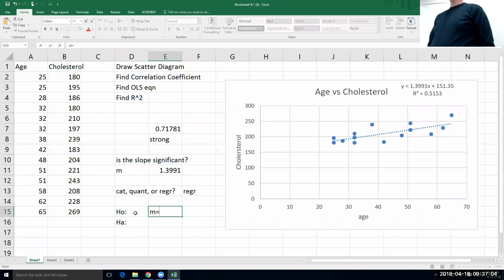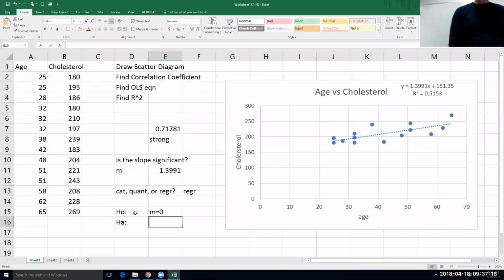Okay, what does null hypothesis mean again? There's no change, no difference. m equals 0. Very good. Okay. What would the alternative hypothesis be? m does not equal 0. It's always going to be a two-tailed test, okay?